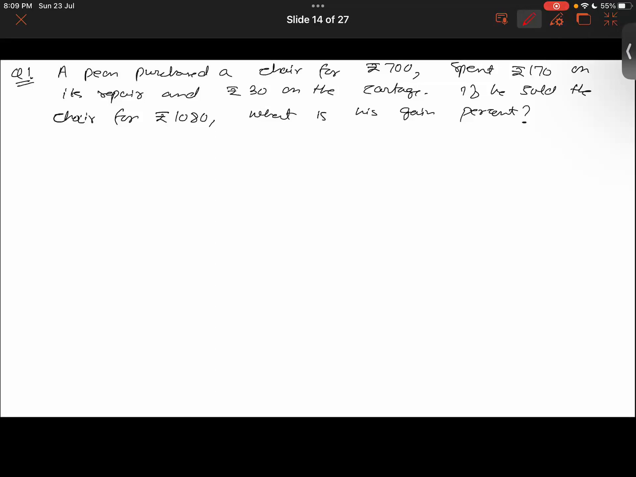You know how to find the gain here, right? The first thing is you need to write whatever is given in the question. First you will calculate the cost price. What will be the cost price of the chair? You calculate all the expenses: 700 plus 170 plus 30 rupees, that is rupees 900. So you know the cost price.